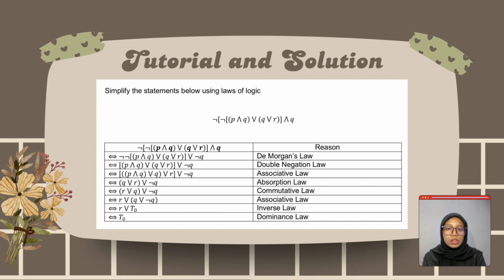The commutative law is also used to rearrange the order of the statements, followed by the associative law again to regroup them properly. Next, we apply the inverse law, which simplifies a statement combined with its negation. Finally, using the dominance law, the entire expression is reduced to its simplest form, which results in a constant truth value. Through this step-by-step process, we can clearly see how the laws of logic help transform a complicated expression into a much simpler one.